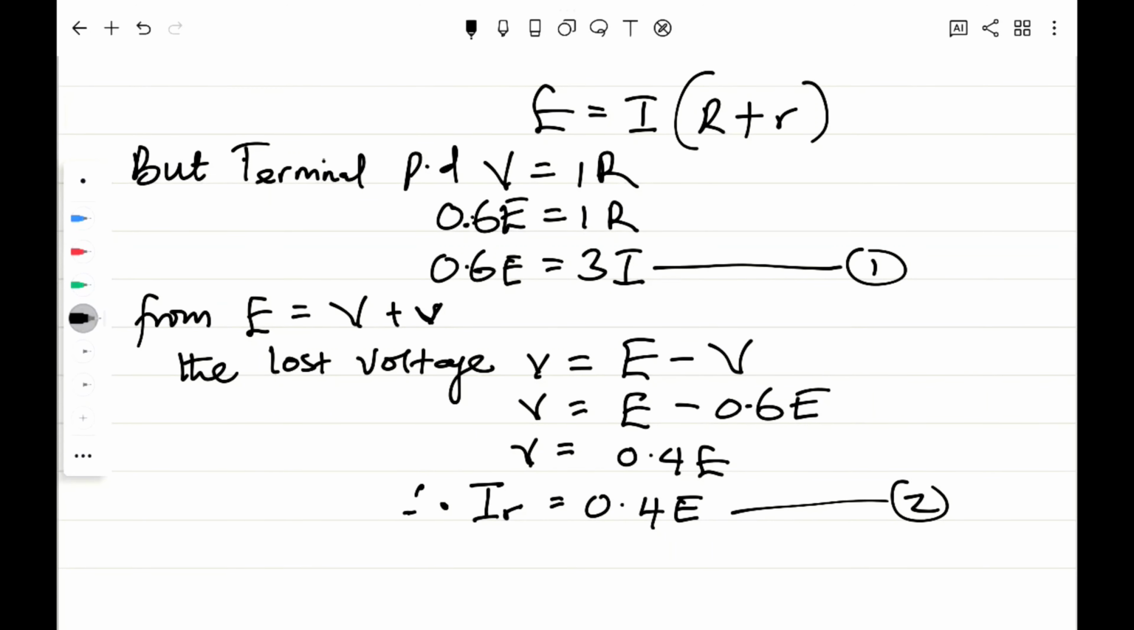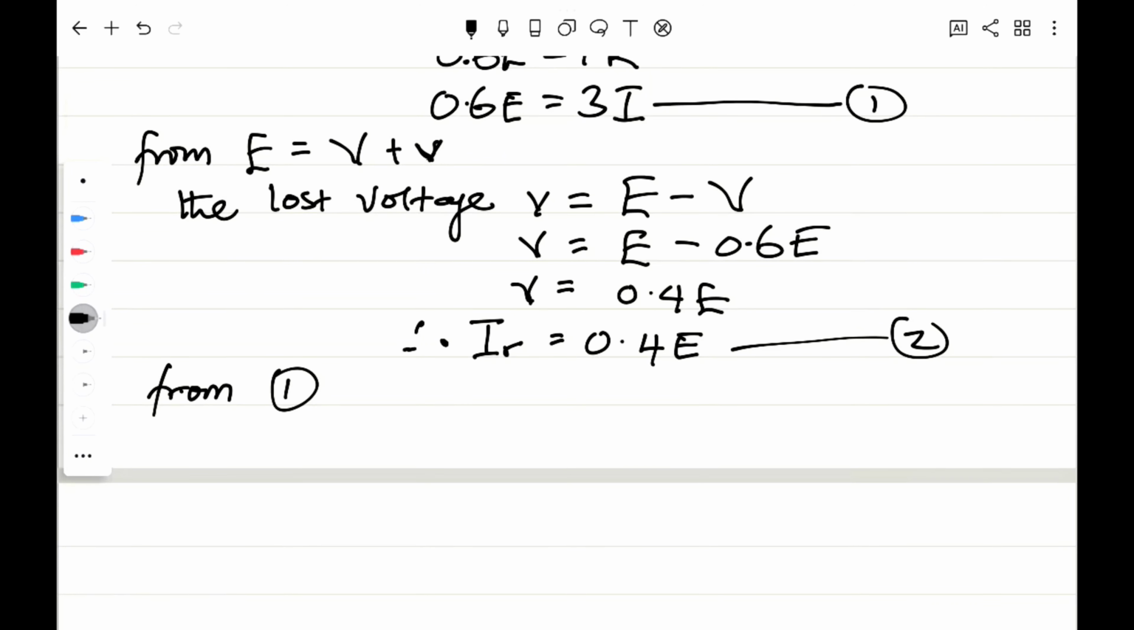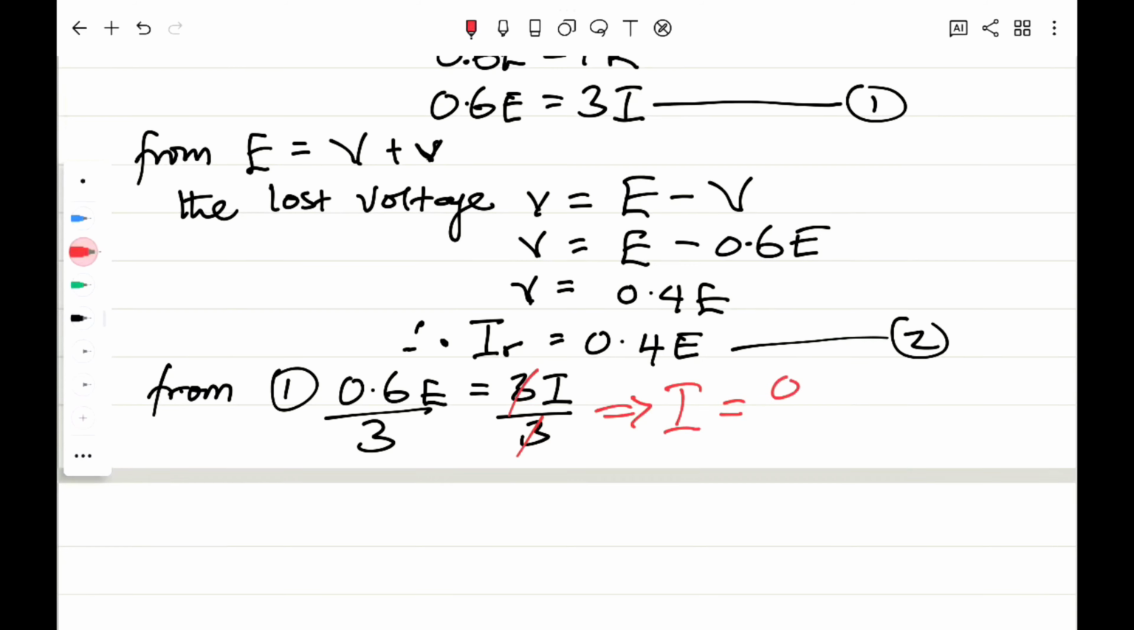Let's solve further now. From equation 1, 0.6E is equal to 3I. Let's make I the subject of the formula, so divide through by 3, so that 3 divides 3. So I is equal to 0.6E over 3. This is equation 3. Anywhere we see I, we're going to substitute that.